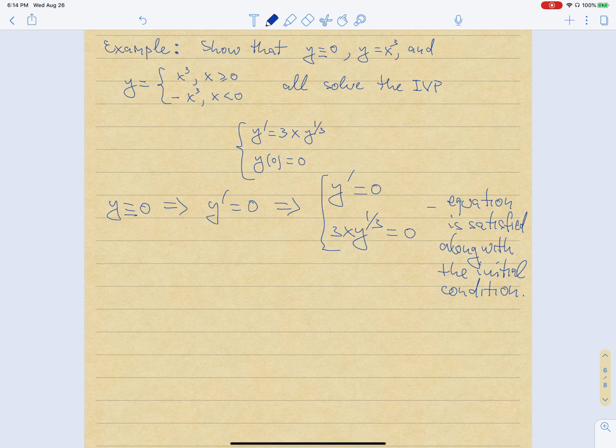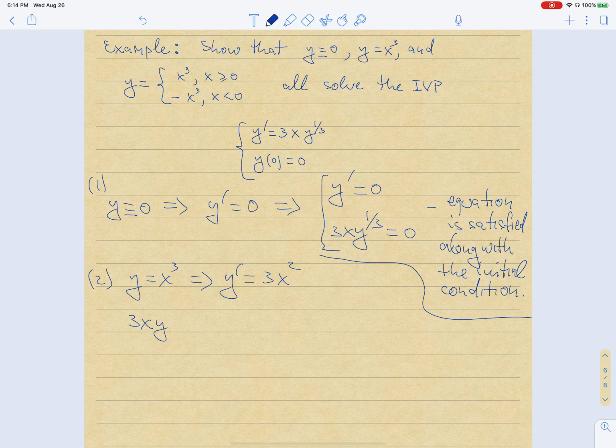Okay, so that is number 1. Number 2, let's say y is equal to x cubed. If y is equal to x cubed, then y prime is 3x squared. And if y prime is 3x squared, then I'm going to substitute. That's what I'm going to get on the left-hand side of my equation. Let's see what about the right-hand side.